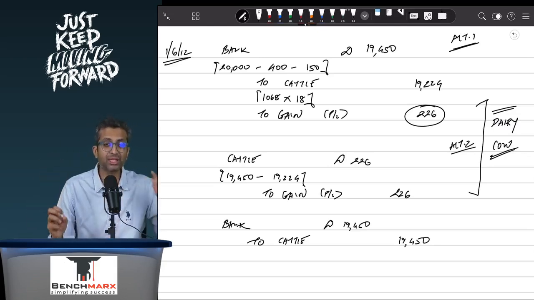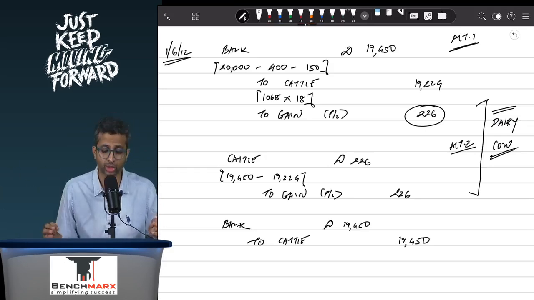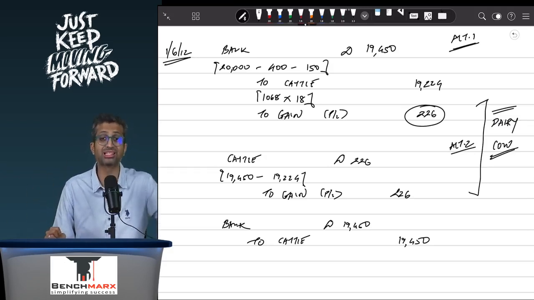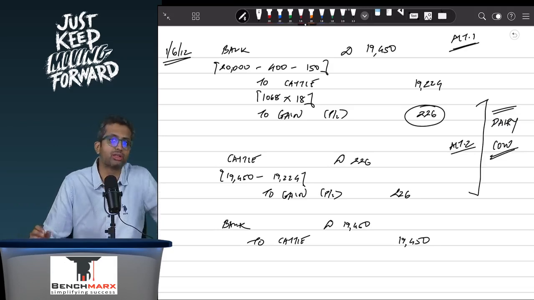Now, keeping that into consideration, when a dairy cow is sold, a dairy cow is not something that you are selling in the ordinary course of business, and hence you can directly book the gain on sale and show it to the profit and loss account. However, when a beef cattle is sold, you are holding it for the purpose of selling or slaughtering in the ordinary course of business, and as a result, rather than showing just the gain on sale, it is more appropriate if you show the sale and also show the cost of goods sold separately.